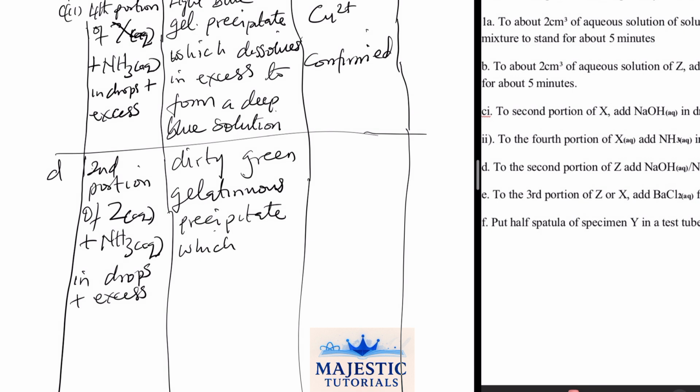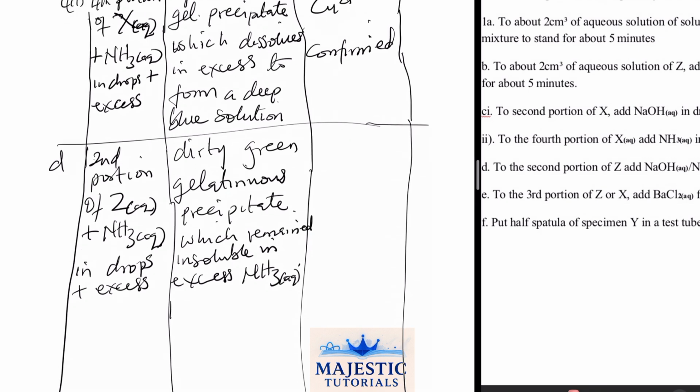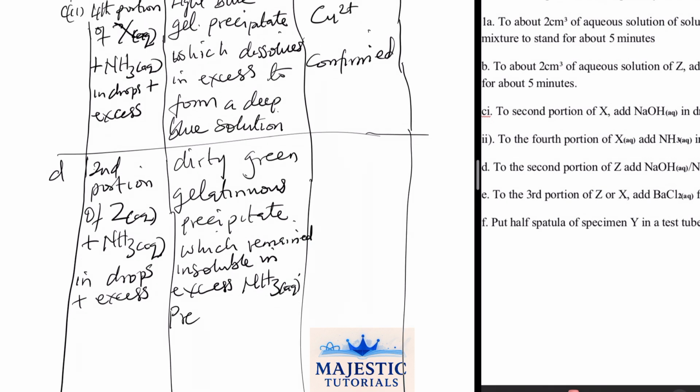which remained insoluble in excess of the reagent. If they use sodium hydroxide, it will still not dissolve in sodium hydroxide. So you now continue: precipitate turned reddish brown. That's the thing that will confirm the iron 2 ion. Precipitate turned reddish brown on standing.